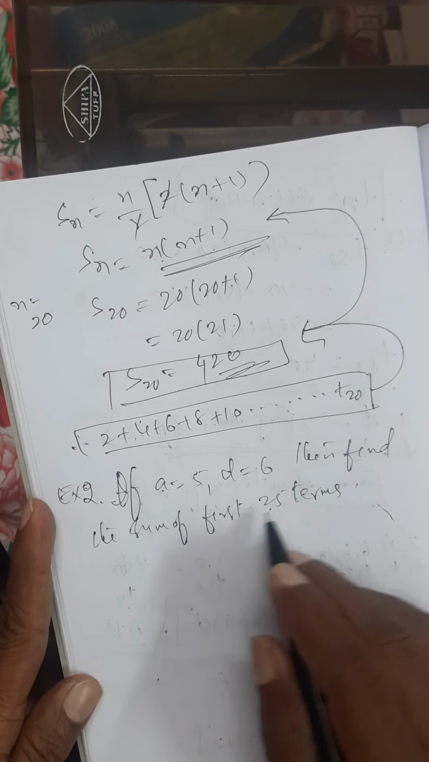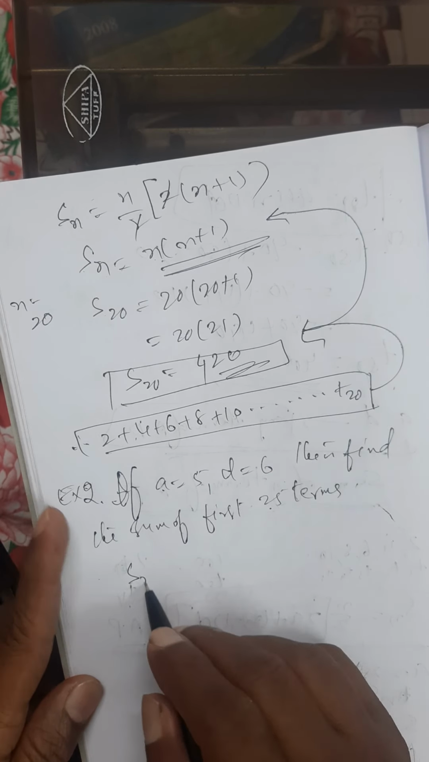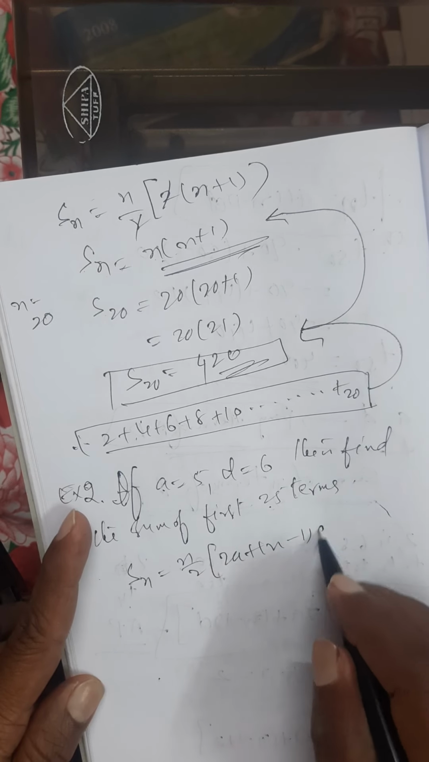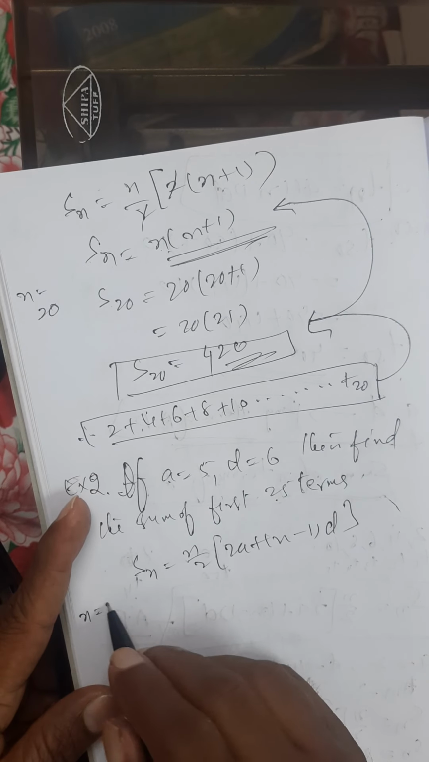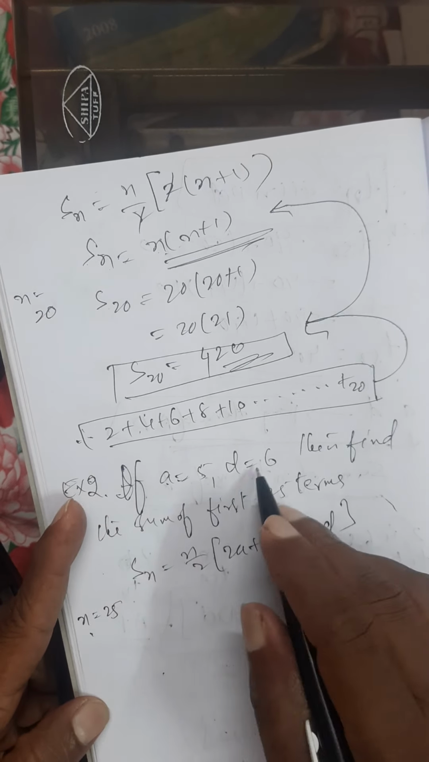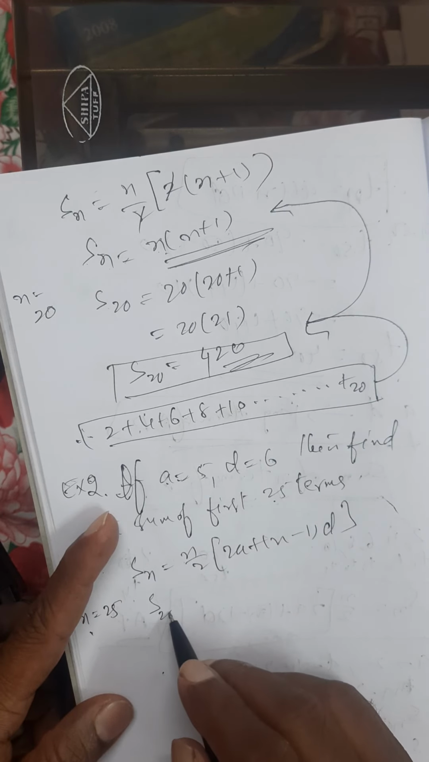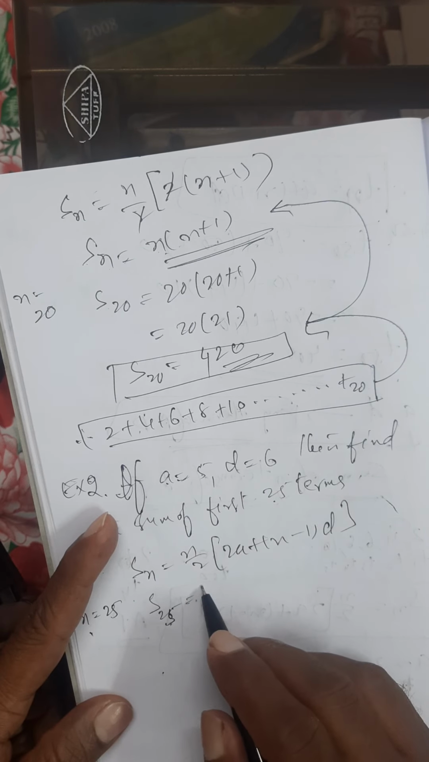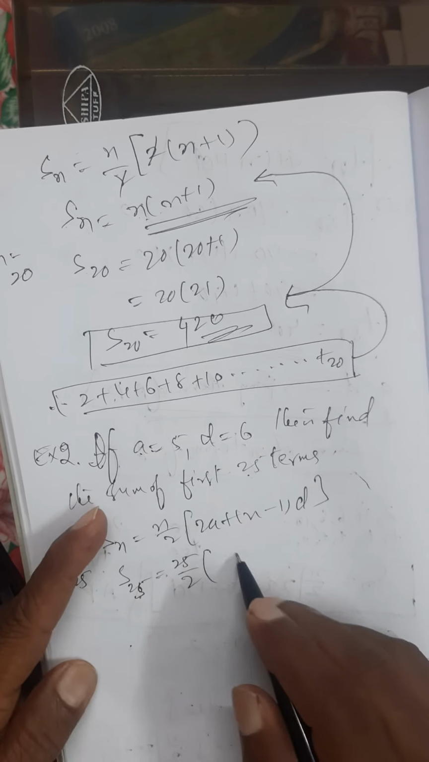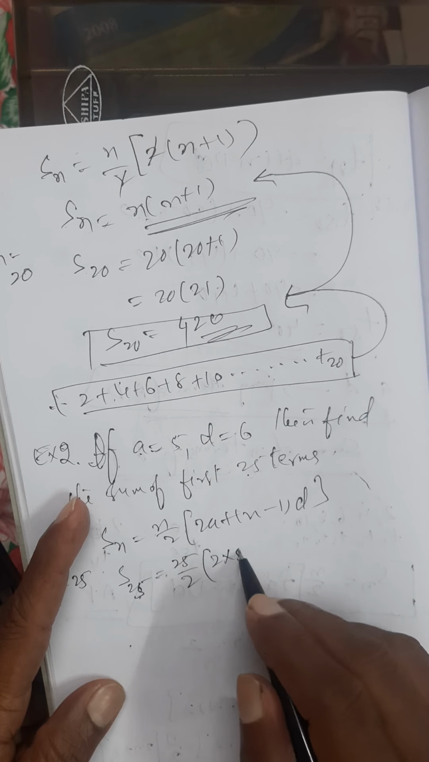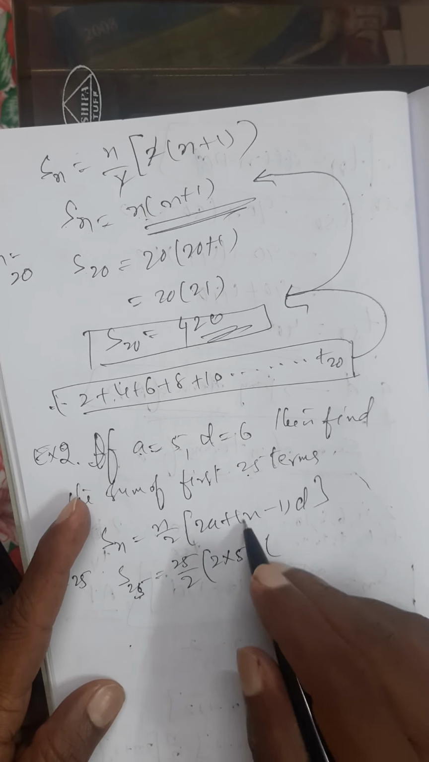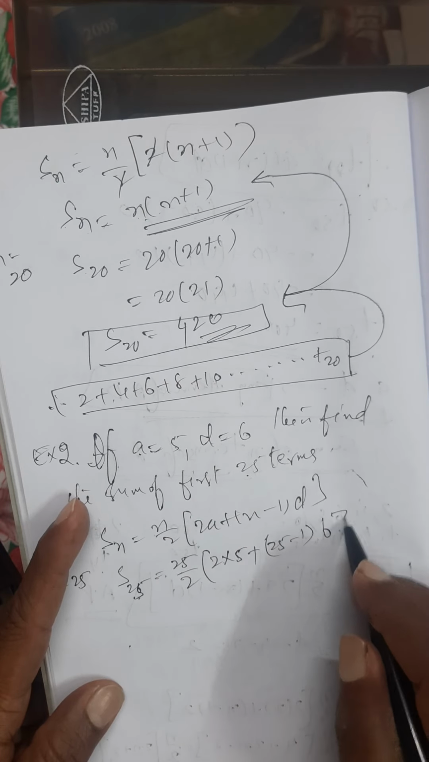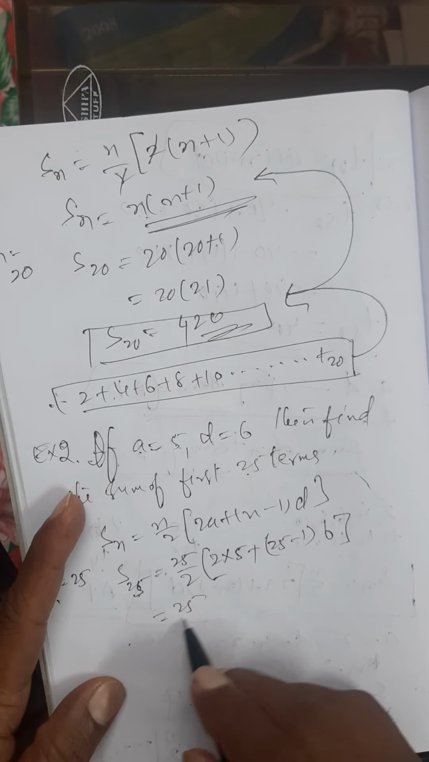But using the formula of Sn, we can find it. Sn equal to n by 2 into 2a plus n minus 1 into d. n we know is 25, a we know is 5, d we know is 6. So the sum to 25 terms of this series, whose first term is a and common difference is d, is 25 by 2, 2 into a is 5, n is 25 minus 1, d is 6. Now simplify this.